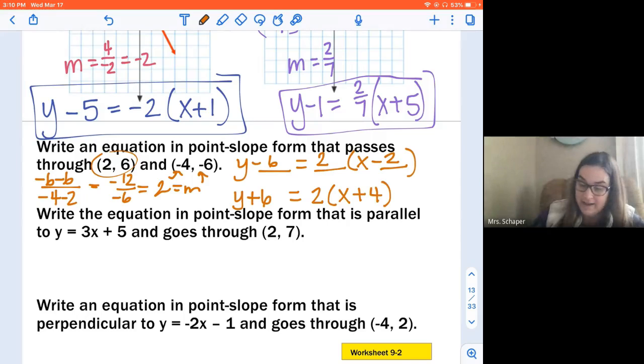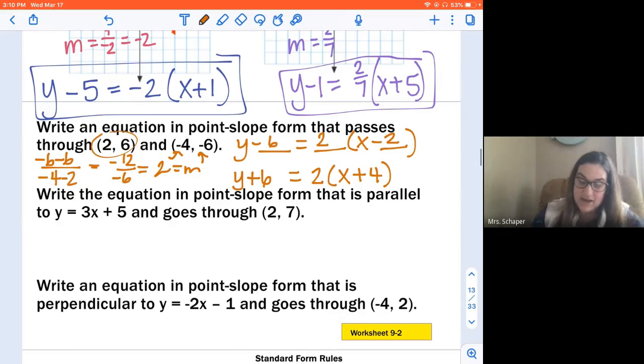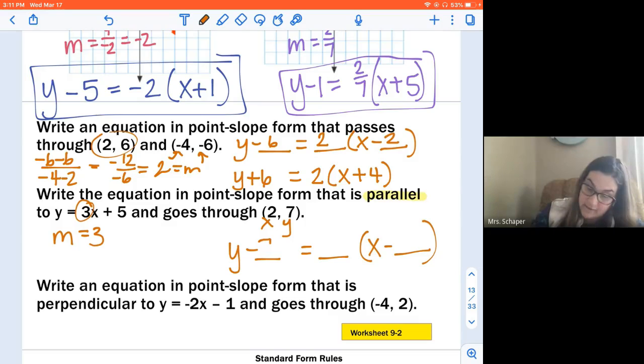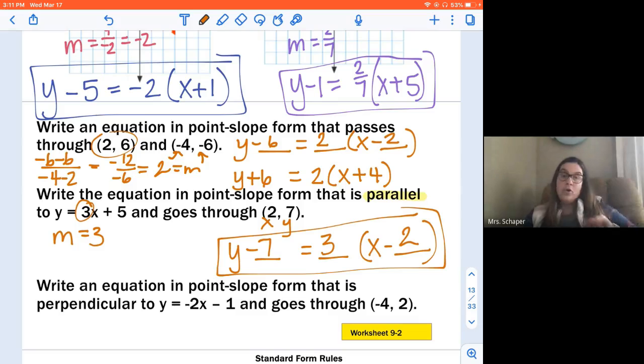Right? I like this next one. It pulls in parallel and perpendicular lines. We want to write an equation in point slope form that is parallel to this equation. Well, parallel means that their slopes are the exact same slope. So that means the slope of the new line is going to be 3 because it's got to match that slope. And it goes through this point. So I can fill this into my formula. So y minus blank equals blank times the quantity x minus blank. So y minus 7 is equal to 3 times the quantity x minus 2. There's my equation.